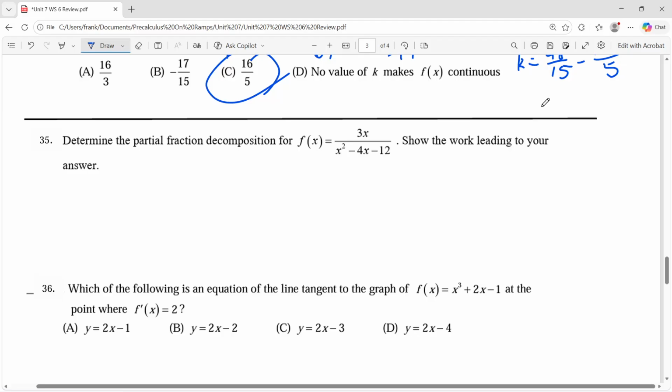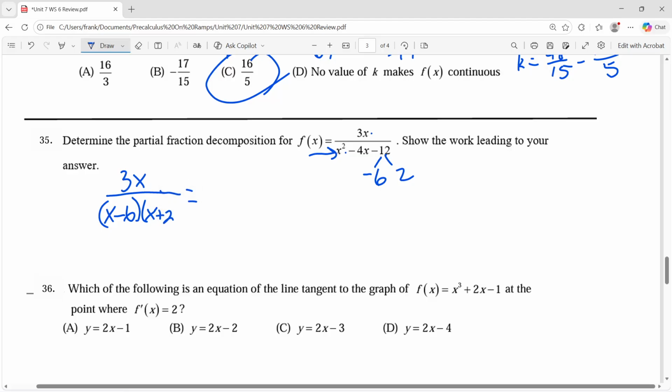Determine the partial fraction decomposition. Well, first I want to factor this. And I notice the top is only 1 degree smaller than the bottom. So this will be a simple partial fraction decomposition, linear. So I do 3x divided by, I need numbers that multiply to negative 12, add to negative 4. What would that be? Negative 6 times 2. So this is x minus 6, x plus 2.